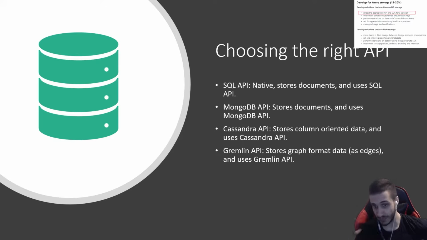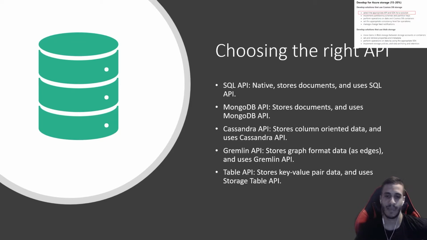And we have also the Gremlin API. And with the Gremlin API, again, if your application is already using Gremlin, you can use the Gremlin API on Azure Cosmos DB, which stores graph format data. And last but not least, we have the table API, and this stores key value pair data and it actually uses the Azure Storage API. So again, if your applications are already leveraging Azure Storage API, but you want all those extra features in Azure Cosmos DB, your best bet is just to use the Azure Table API.